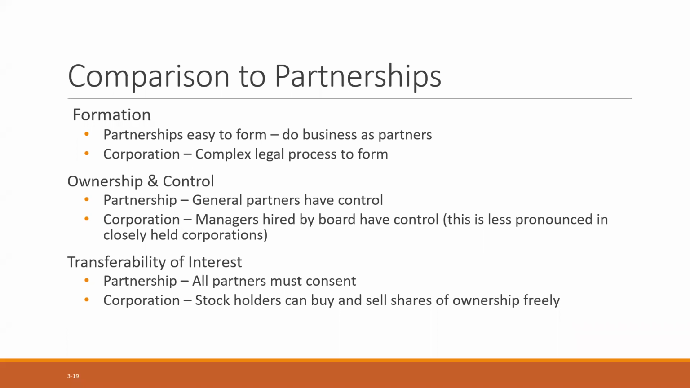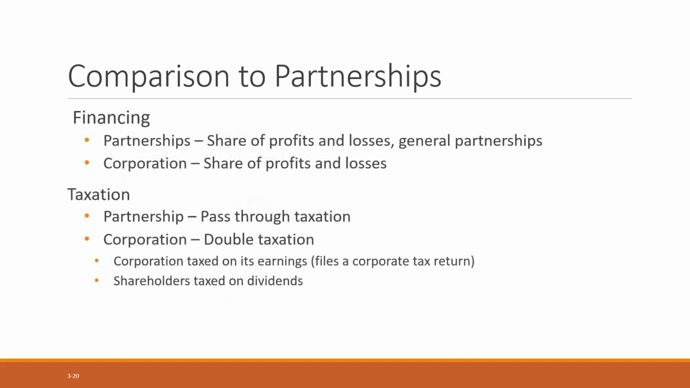Ownership and control. In a partnership, the general partners have control. In a corporation, it's managers who are hired by a board of directors who are elected by the shareholders. And an LLC, remember, we could choose either to have member management or we could hire a manager. So we have that mix. Transferability of interest for a partnership: if we want to do that, everybody has to consent. In a corporation, the stockholders can buy and sell shares freely, right? I can just go buy shares. Doesn't have to be any big meeting of anybody else to transfer some amount of the ownership to other people.